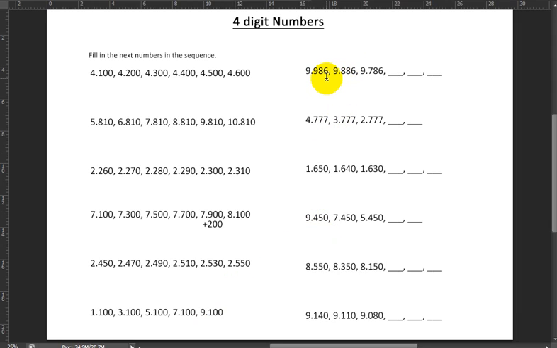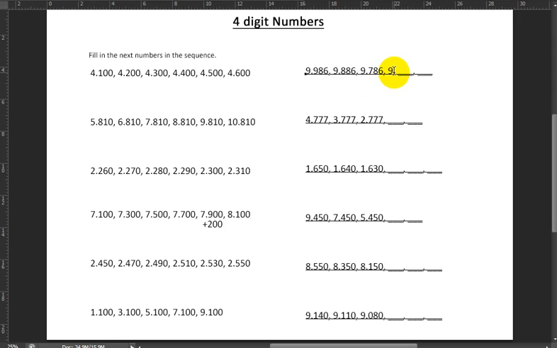Let's move on here. We have 9,986. Then we have 9,886. Then we have 9,786. So what's going on here is that the hundreds are dropping by 1. They're actually going down now, instead of going up, they're going down. So if this goes one more down, it's going to become a 6.